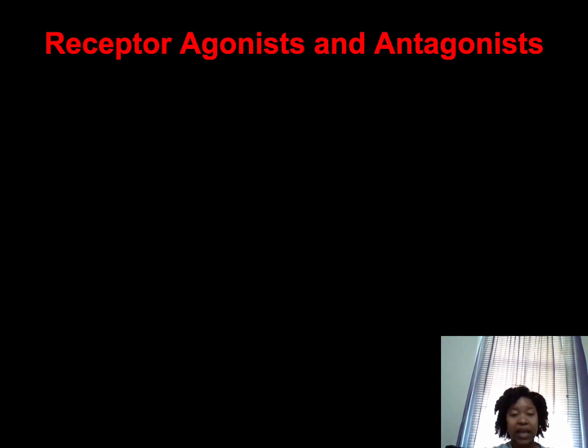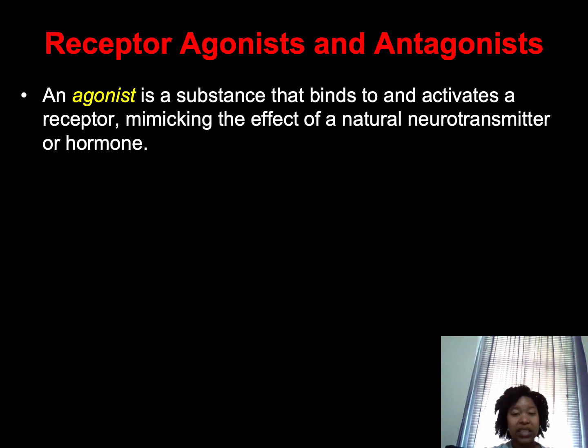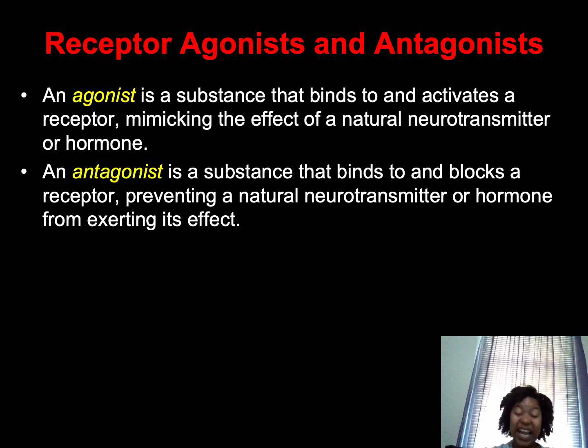And so there are receptor agonists and antagonists. An agonist is a substance that binds to and activates a receptor. It mimics the effect of a natural neurotransmitter or hormone. An antagonist is a substance that binds to and blocks a receptor, preventing a natural neurotransmitter or hormone from exerting its effect. Remember when we talked about agonist and antagonist muscles, where an agonist is the one that's going to make it happen and the antagonist counteracts that movement. That's essentially what's happening with agonist and antagonist hormones or neurotransmitters.